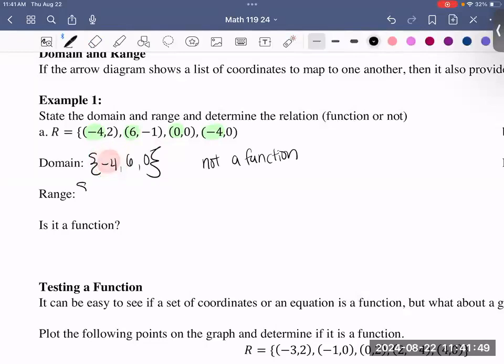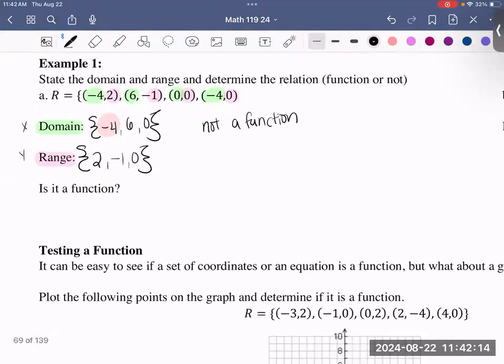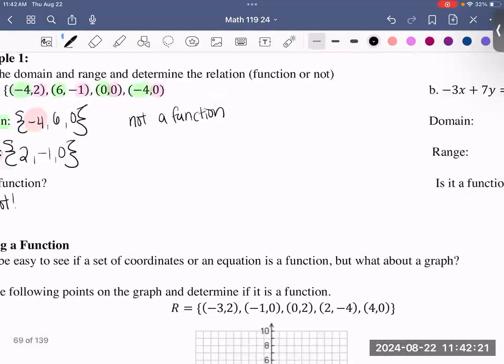Doing the same for your range, it's now just your y values: 2, -1, 0, and another 0. Again, there's a repeating 0, so just listing it once. So these will be your y coordinates here for your range, and your domain is your x values. So we said, is it a function? No, it's not. So let's try it again on your next example over here.